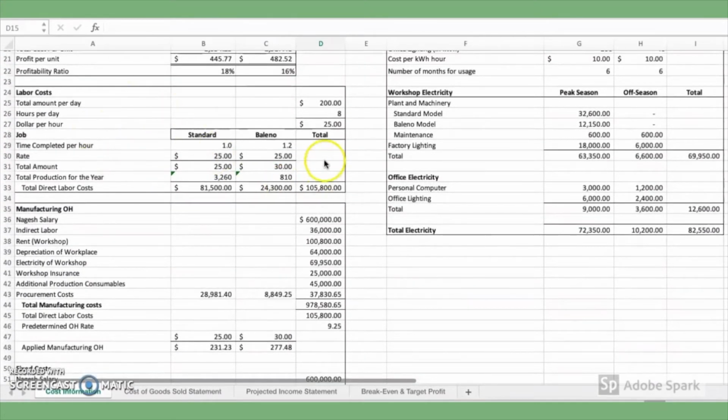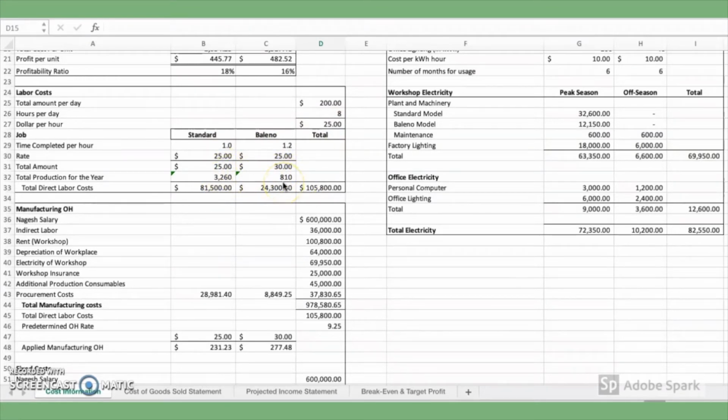So here's our labor costs. So we know that each laborer that's working on it was paid $200 per day for 8 hours each day. So we divide that out and get $25, which is the rate per hour. And then for the time completed per unit, we know that it was 60 minutes and 72 minutes, so divide to get it to hours, you have 1 and 1.2 for the standard and Bellino models. And then multiply it by the rate, and we know that per unit it's 25 and 30 for each of the models.